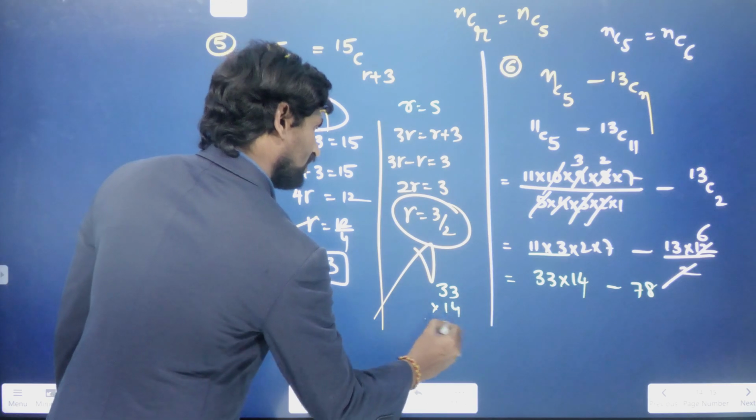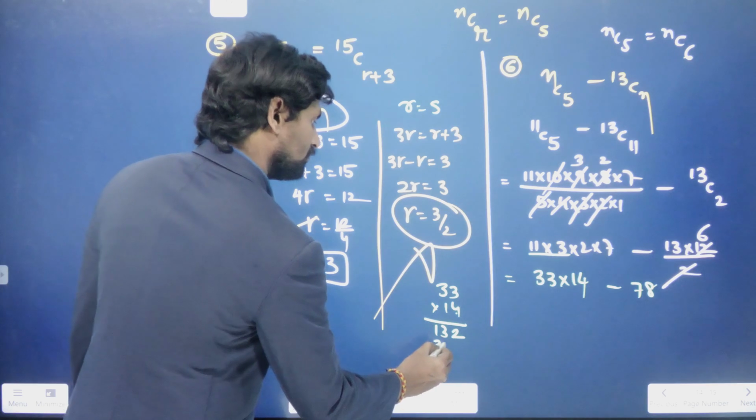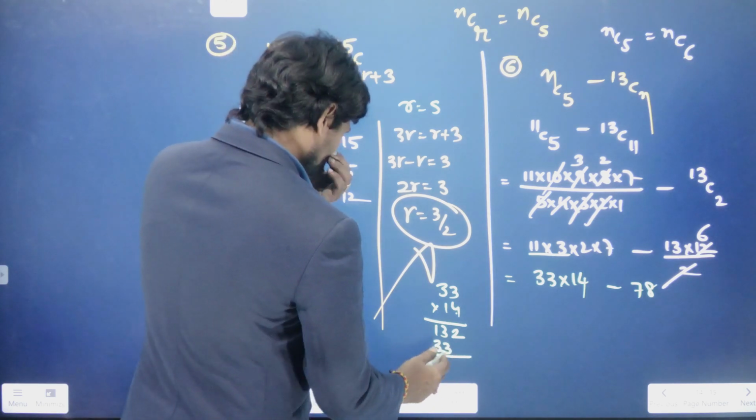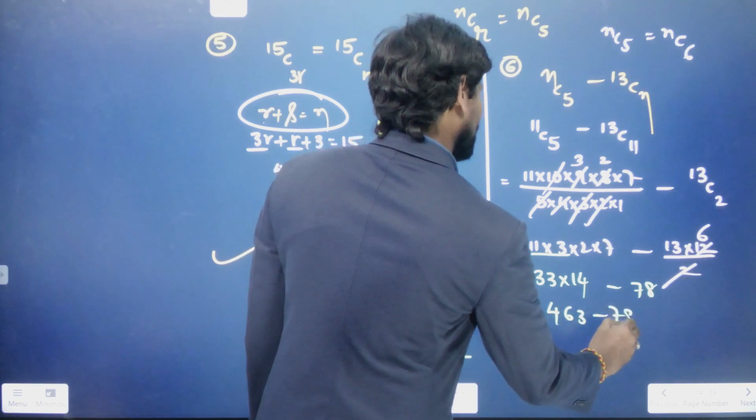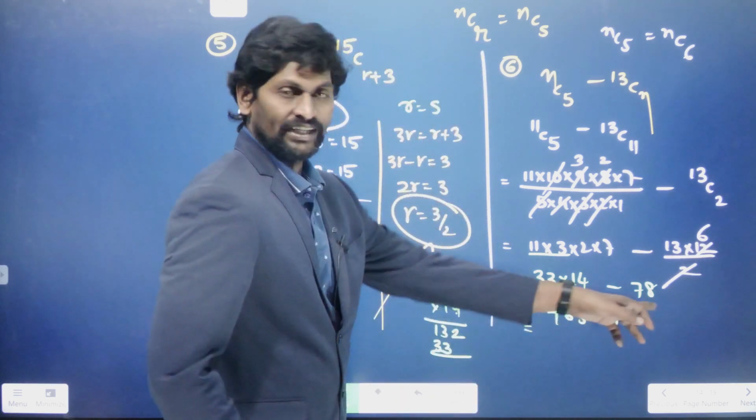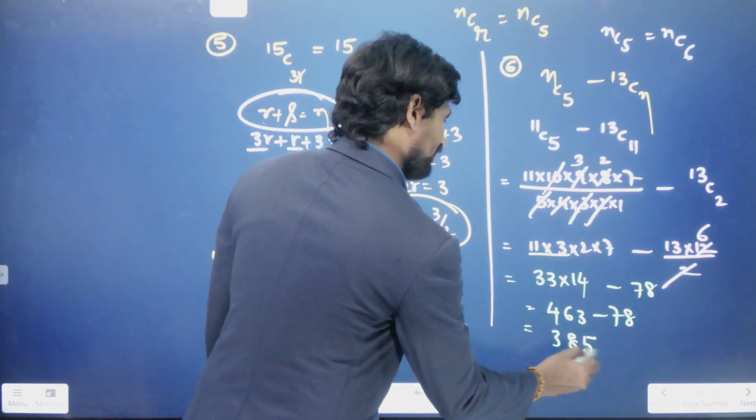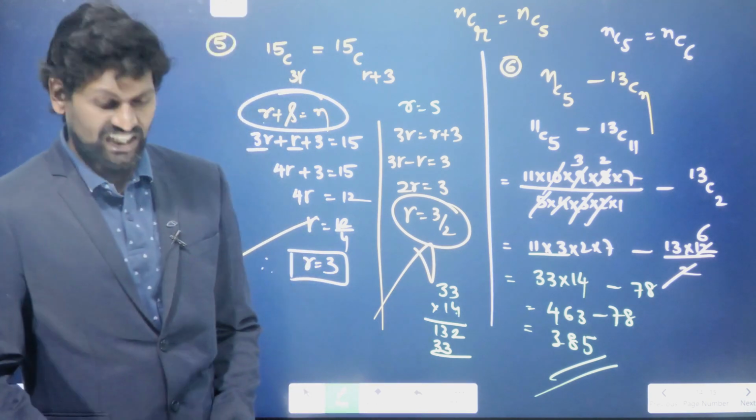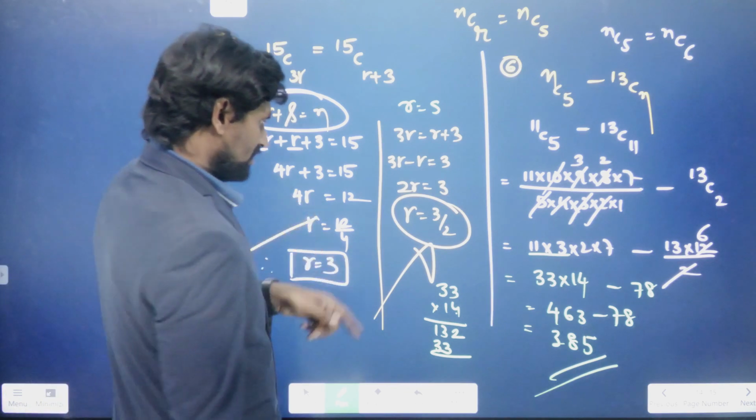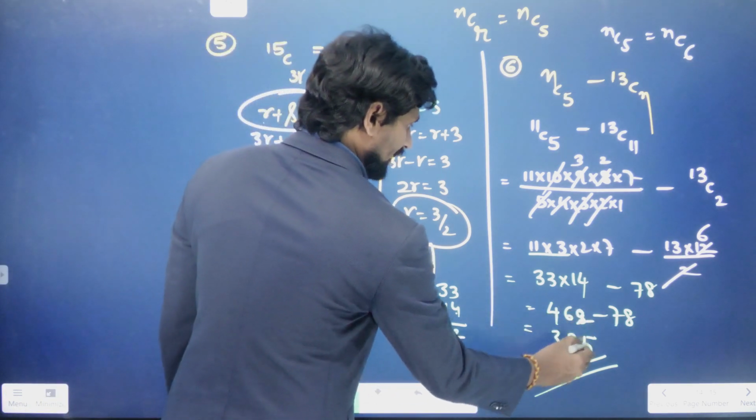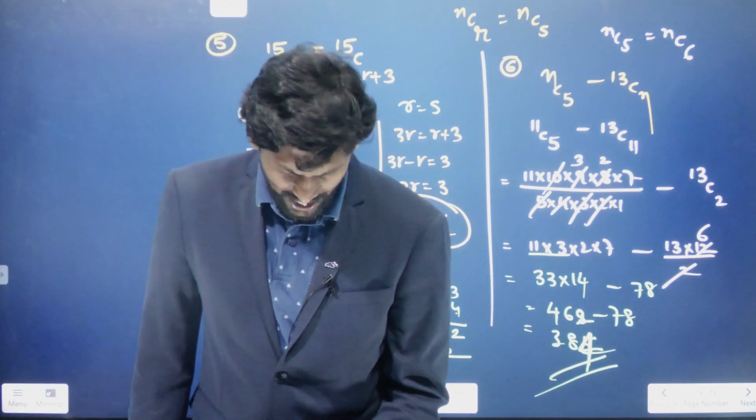So 462 minus 78. That is 12 minus 8 is 4, 6 minus 7 not possible, so borrow, 16 minus 7 is 9... sorry, the answer is 384. Yeah, 384. Okay.